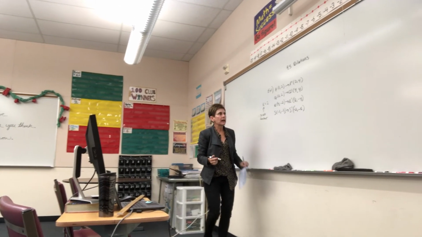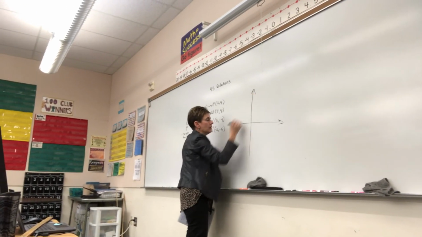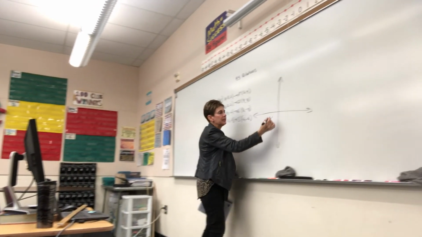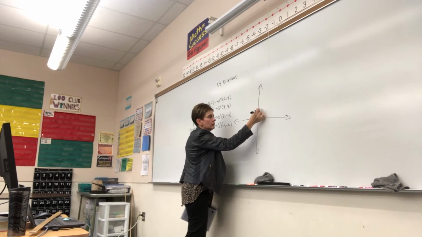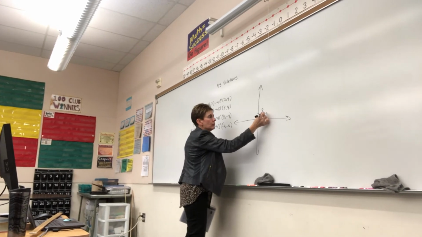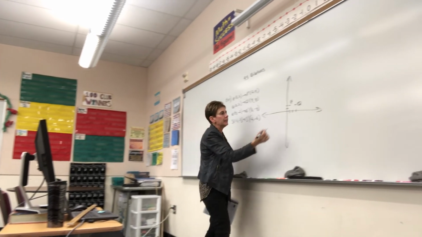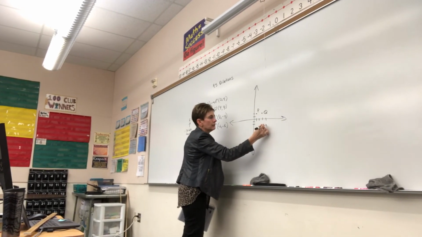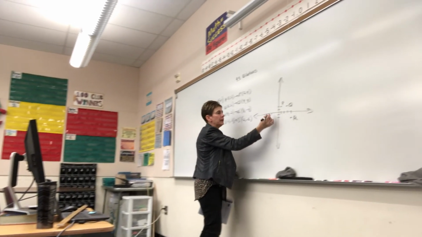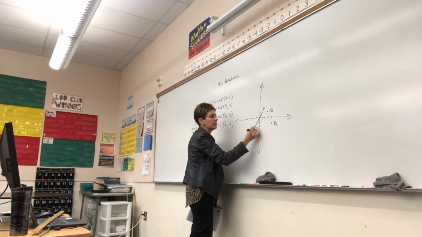So let's go ahead and graph this and see visually what's going on. I'm going to draw our X and Y axis, and I'm going to plot the initial points: P at 1, 2, Q at 2, 2, and then R at 4, negative 2, and then S at negative 1, negative 3. And then I can connect these points here.